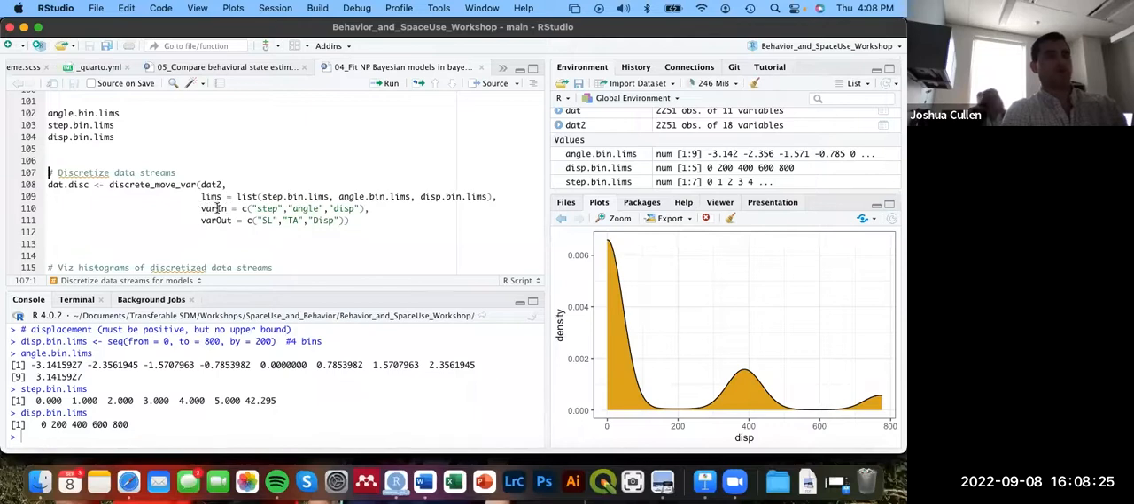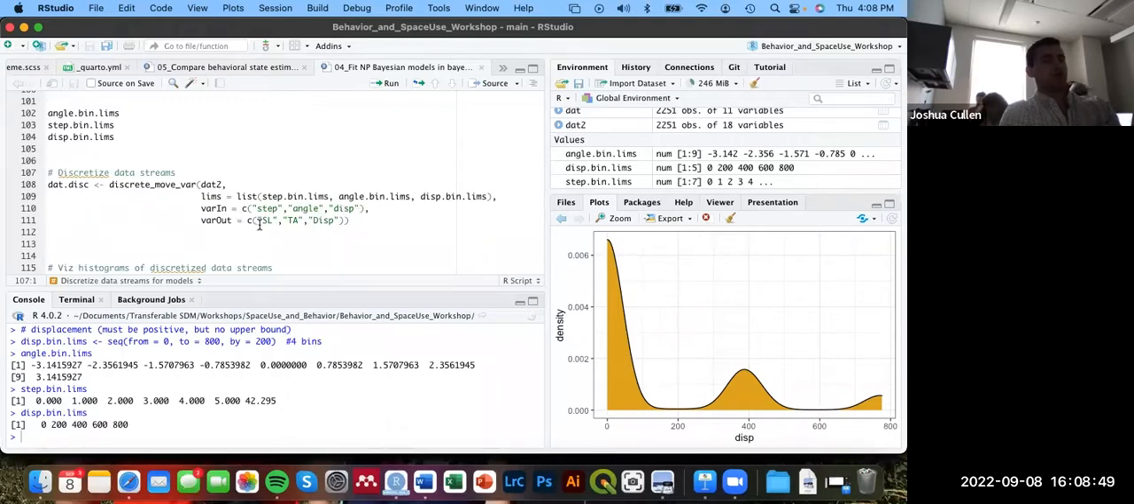So we're calling var in here. We're providing the names for each variable, so this order needs to match up across the limbs, var in and var out arguments. Since we're providing step lengths first we say step, then turning angles are second, so we give it the angle column, and displacement is last. So we give it the disp column name.